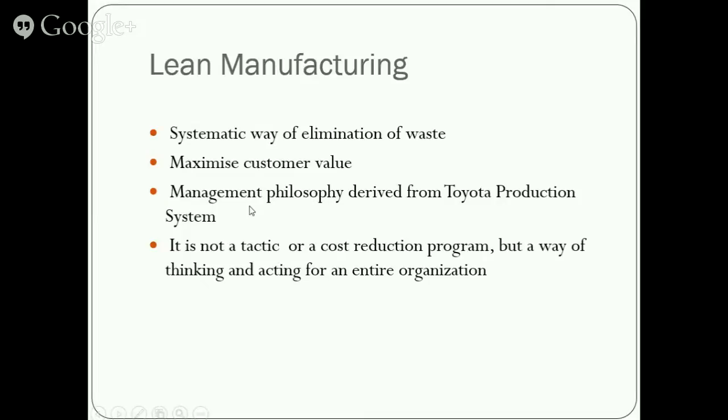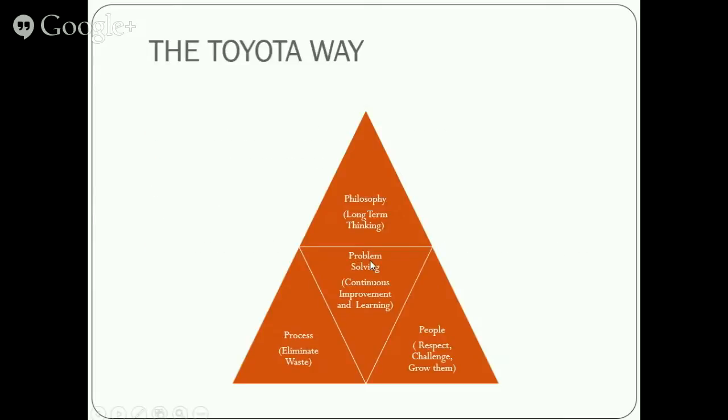Coming back to lean manufacturing, it is not any tactic or a cost, but it's an act of organization. Any organization needs to act very effectively so that it has goods of top quality. Now, this is basically what the Toyota philosophy was. It starts with philosophy. Toyota emphasized the 4 Ps: philosophy, process, people, and problem solving. Each and every aspect is very important, because our basic aim is quality.